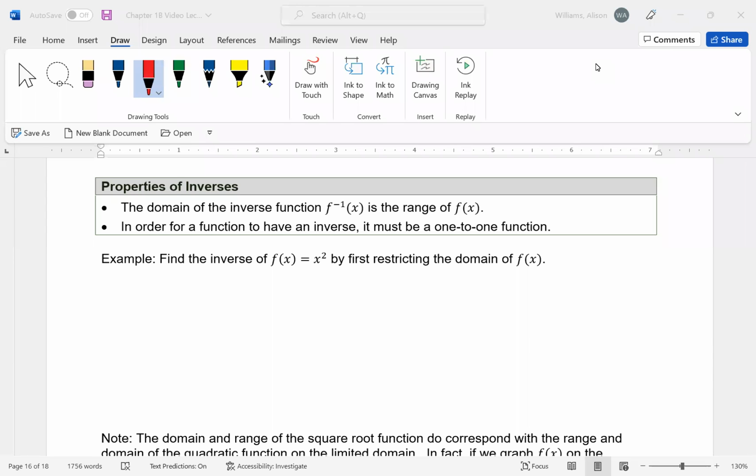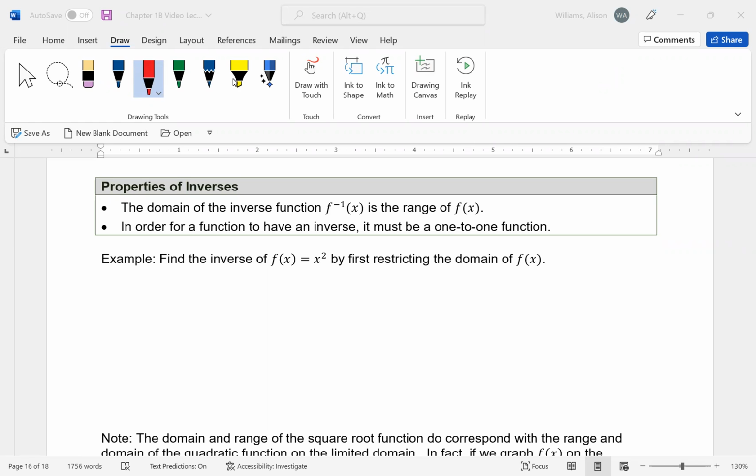In this video, we're going to talk about properties of inverses. So you do want to watch the video on how to find an inverse first, and then watch this video. The domain for the inverse function is the range of f of x. We talked about that pretty extensively in the last video. We're swapping the domain and the range. That's how the inverse works.